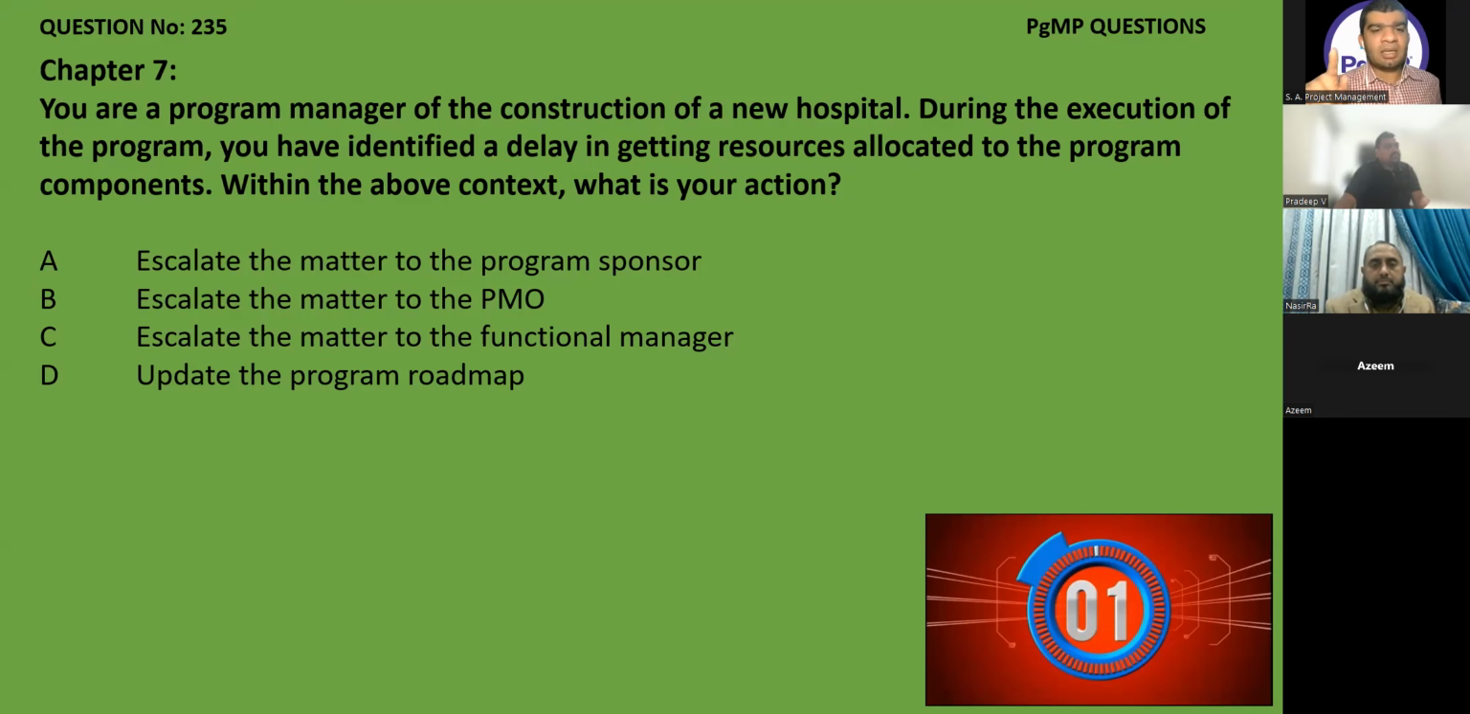But in this case, the correct answer is A, which is escalate the matter to the program sponsor. Clear to everyone? And one more trick in the exam: mostly if there is a sponsor in the option, the steering committee will not be the option. Normally, they will never confuse you between escalating the matter to the sponsor and escalating the matter to the steering committee. This will 99% not happen.